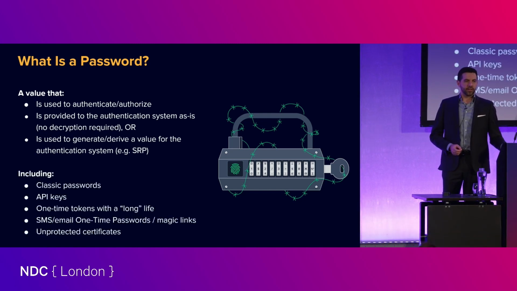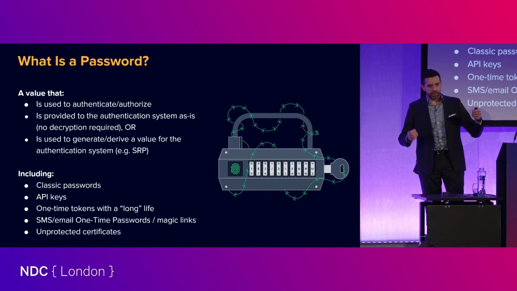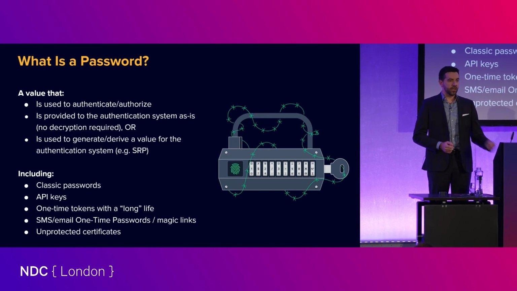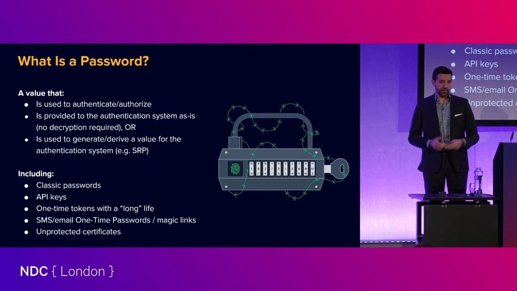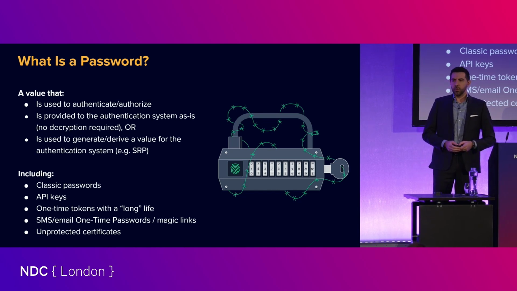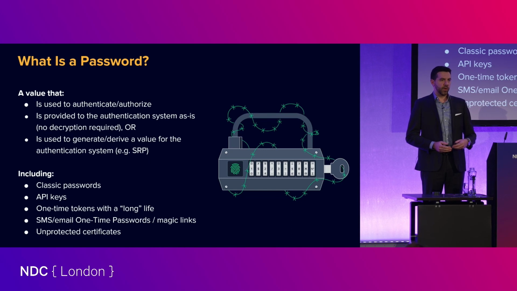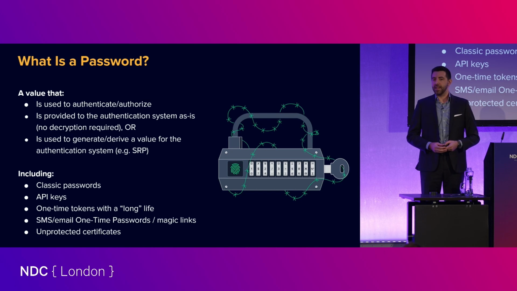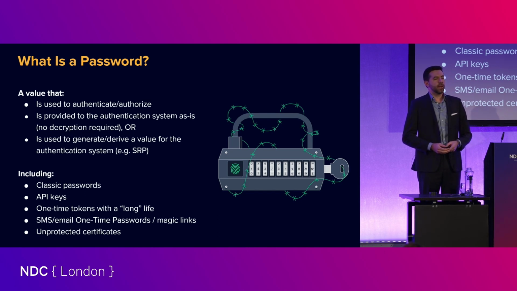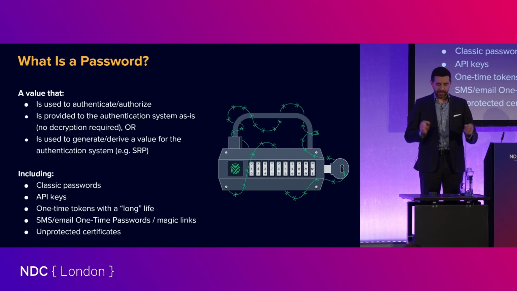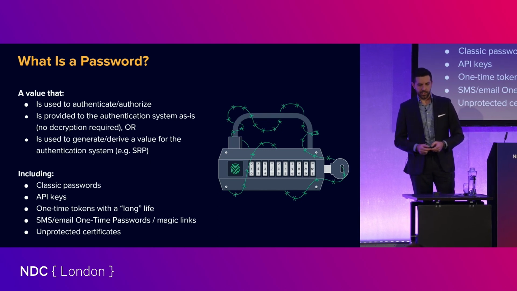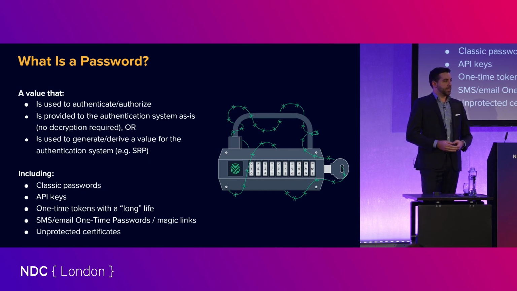It includes a lot of different things that you might not initially think of, right? Of course, you have your classic passwords. But you also have API keys that your system uses, or maybe you give it to your developers so that they can use it for local development, and now they have it stored on their computer. One-time tokens that have a long life, or the kind of one-time passwords that you get sent by email or SMS. Magic links: if you use Slack, which you probably do since you're at this conference, you'll know that they love magic links, but that link itself is a password, because with it by itself, you can log into an account.